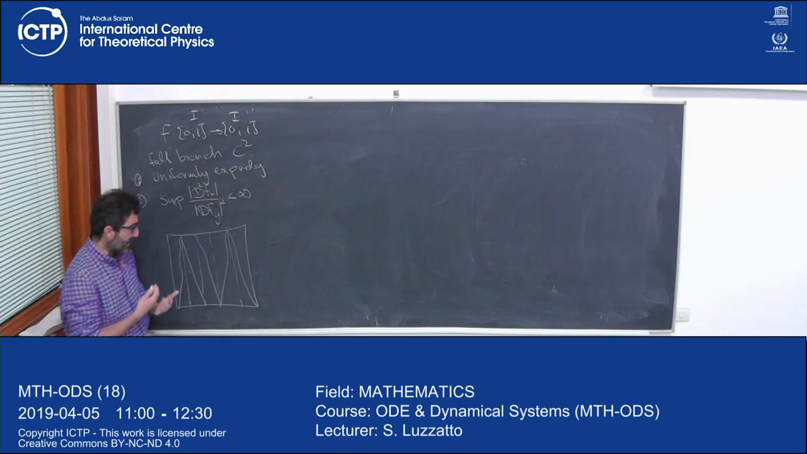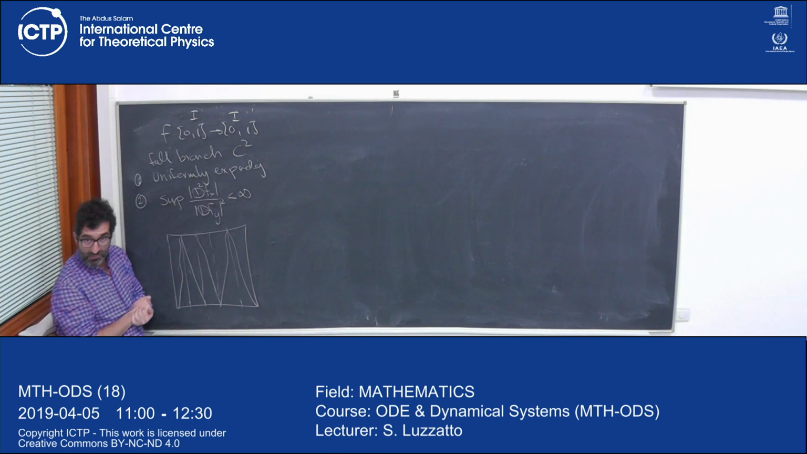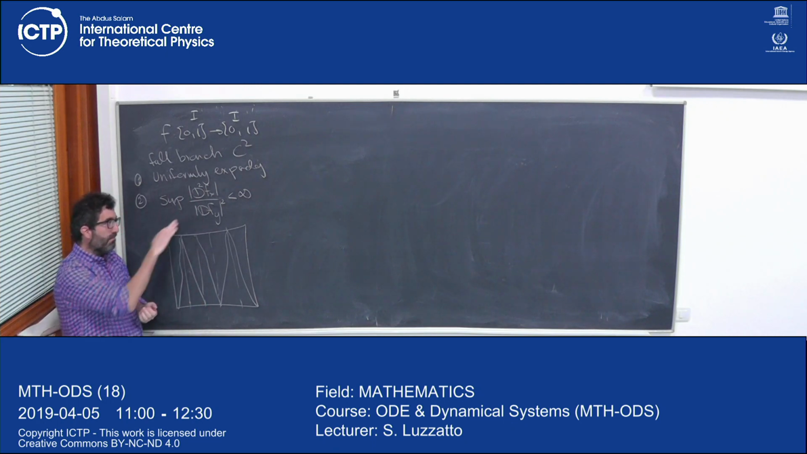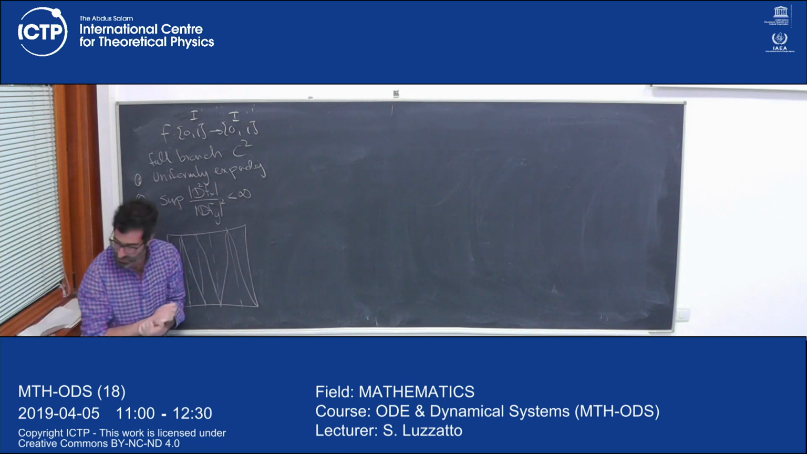Uniformly expanding is easy, for example, if the derivative is bigger than 1 everywhere, right? Then you have uniformly expanding. And this is something you can check. If the first and second derivatives are bounded above, because they're always bounded below since the derivative is bigger than 1, so if the second derivative is bounded above, then this is automatically satisfied. Okay, so it's fairly simple conditions.